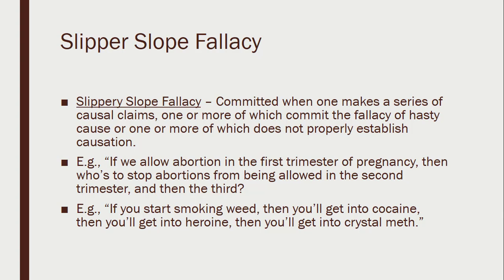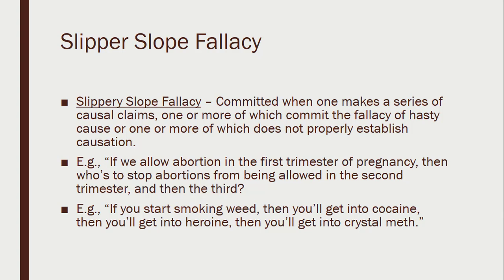Okay, so the next fallacy is the slippery slope fallacy. The slippery slope fallacy is committed when one makes a series of causal claims, one or more of which commit the fallacy of hasty cause, or one or more of which does not properly establish causation. So the slippery slope fallacy could contain the hasty cause fallacy, or it could be the case that one just doesn't establish proper causation in this chain of events.